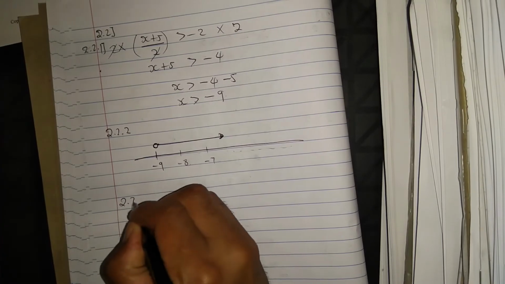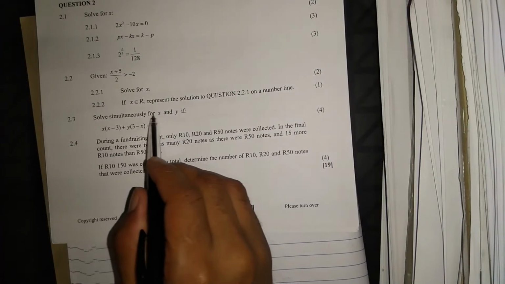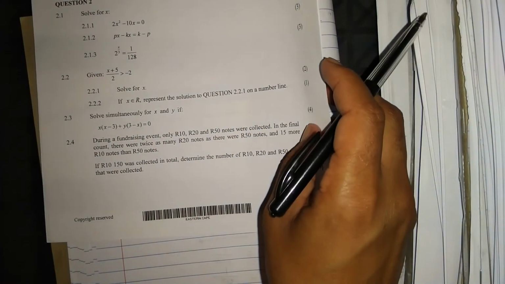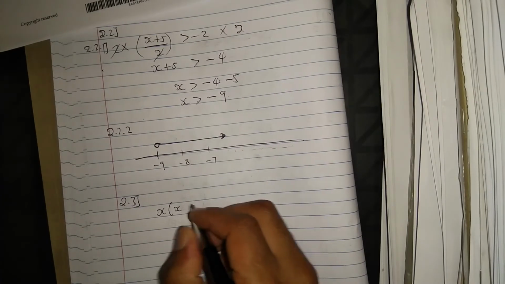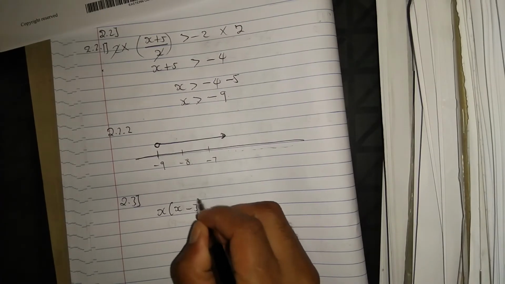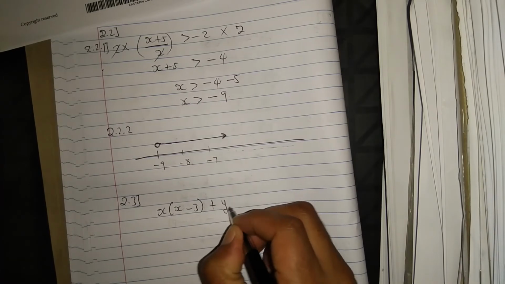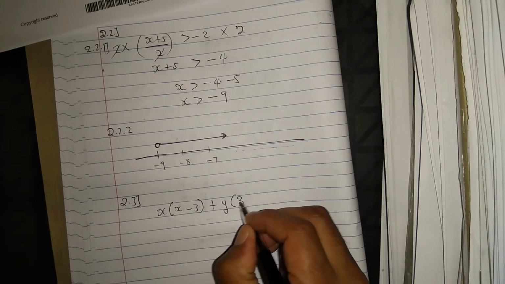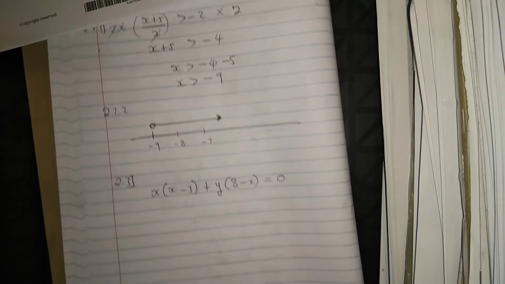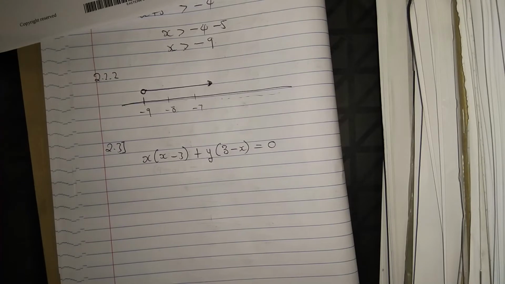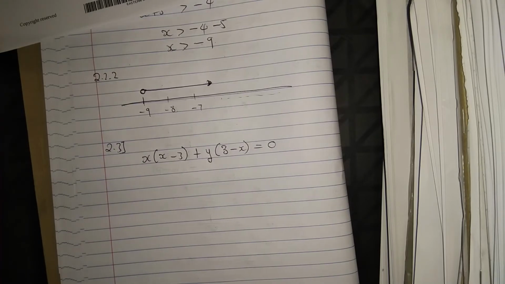We go to 2.3 now. 2.3: solve simultaneously for x and y. If x multiplied by the bracket of x minus 3 plus y multiplied by the bracket of 3 minus x, all being equal to 0, everything being equal to 0. Okay, again, now we are solving for x and y simultaneously.